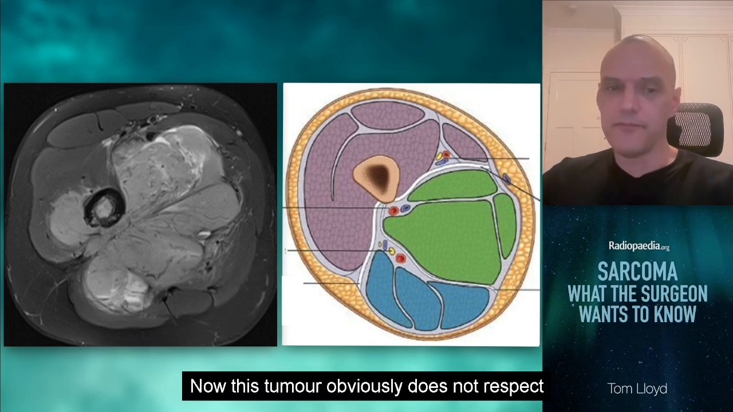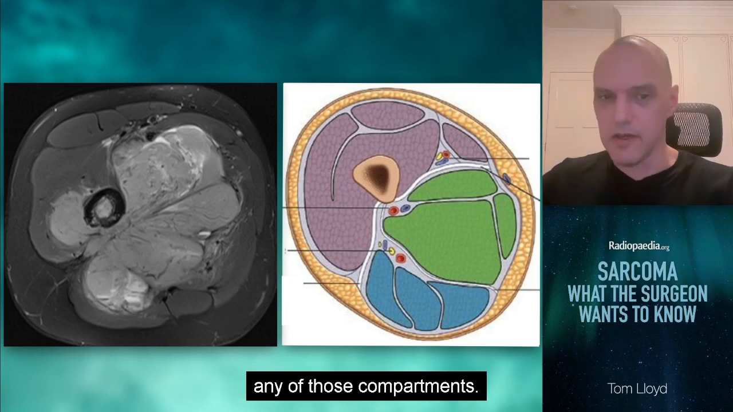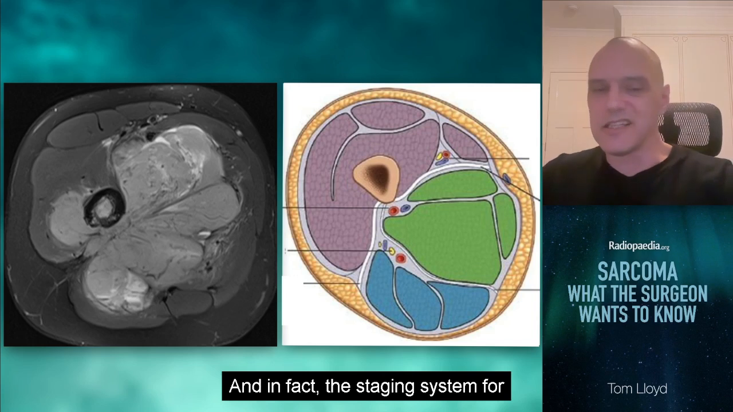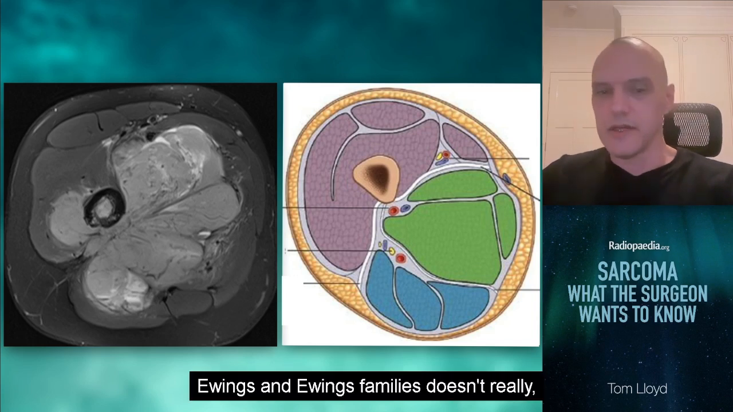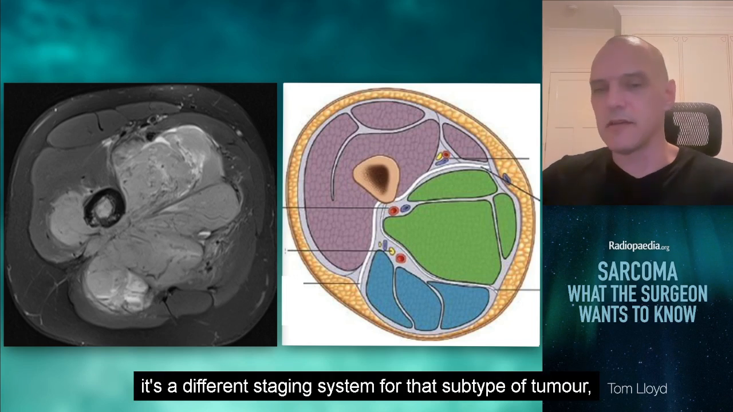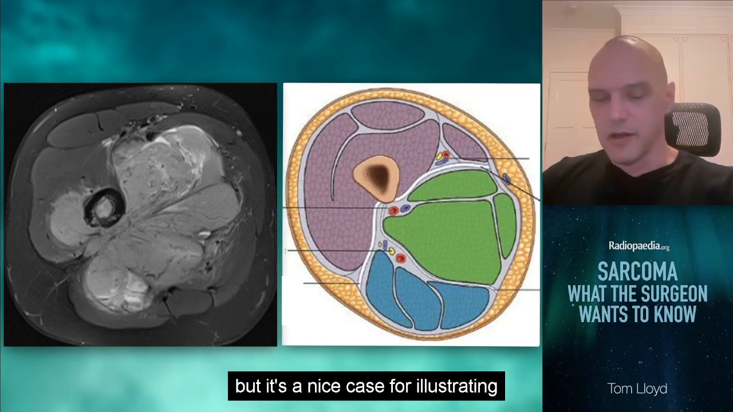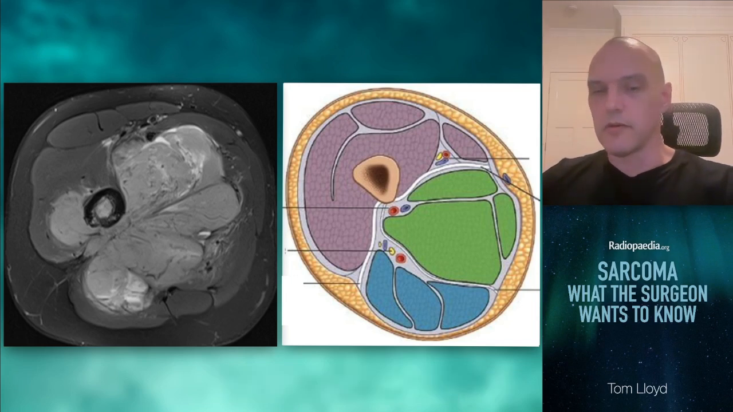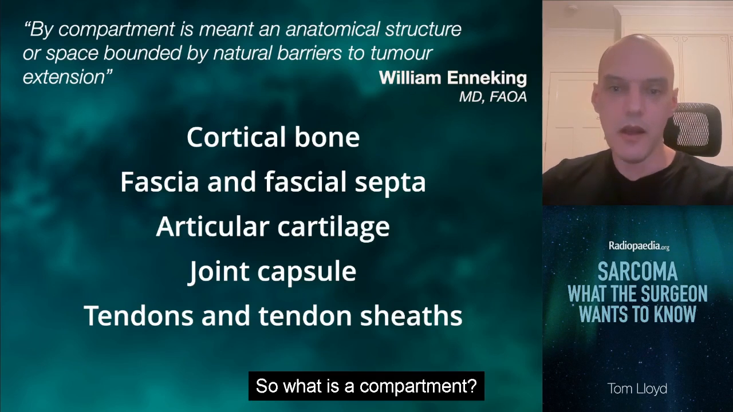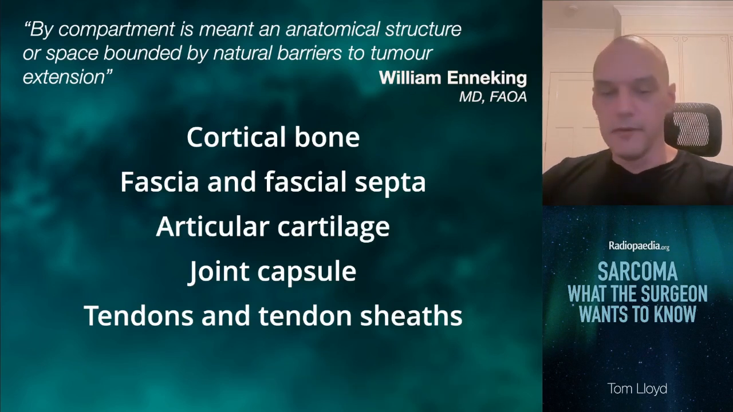Now this tumour obviously does not respect any of those compartments, and in fact the staging system for Ewing's and Ewing's families doesn't really, it's a different staging system for that subtype of tumour, but it's a nice case for illustrating fascia and tumour that's beyond the fascial boundaries. So what is a compartment?